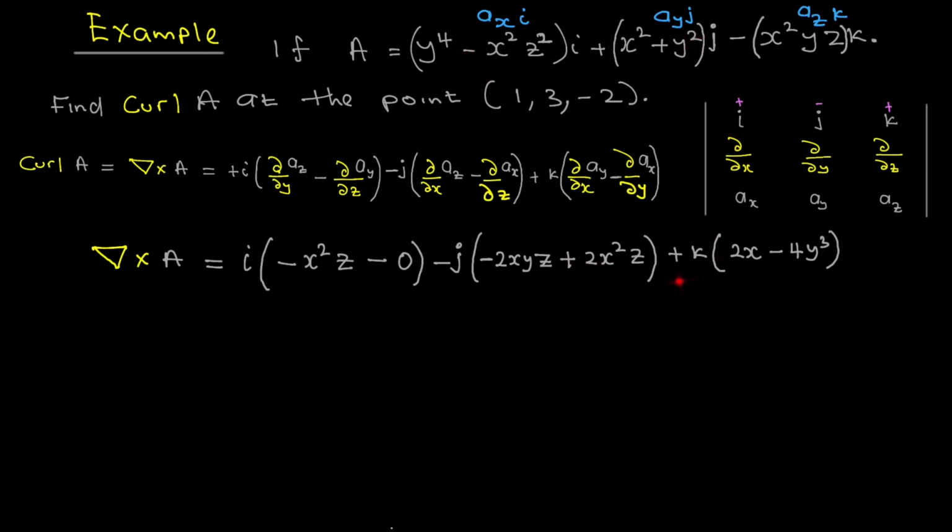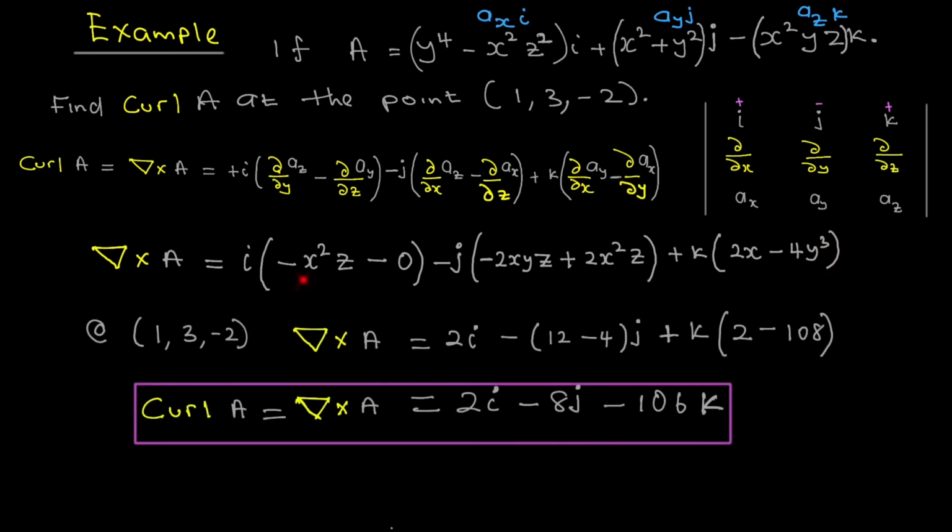And the next one will be this one here, ay with respect to x, which is a constant, so that will be 0. And then we want minus ax with respect to y. Ax with respect to y will be 4y cubed. That's just minus, by the way, because it's minus here. So it's minus 4y cubed. And that's how we got that.